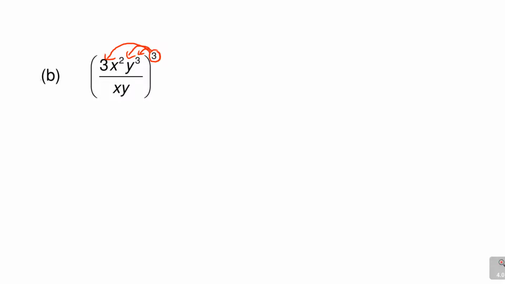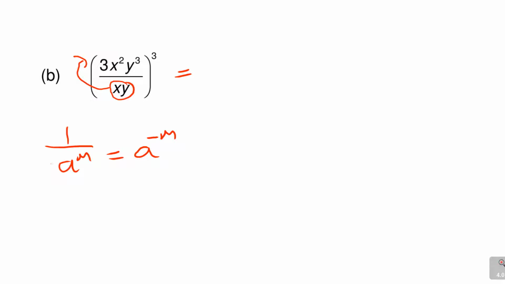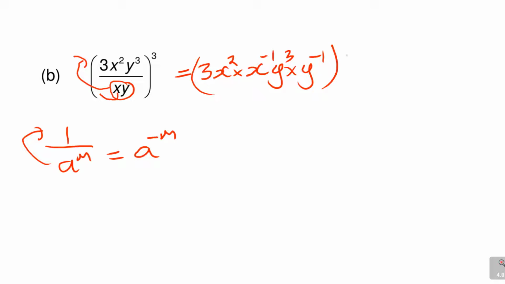Right. And then, okay, but before that, I think we can do something better. We can forget about that 3 and take these at the bottom, take them to the top. Remember, if you are given 1 over a to the power m, it's a to the power negative m when you take this to the top. So here you will have 3x squared times x to the power negative 1. See that x at the bottom here, it has gone up. And then y cubed times y to the power negative 1. And then you can have now to the power 3.